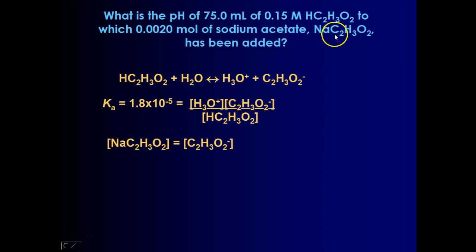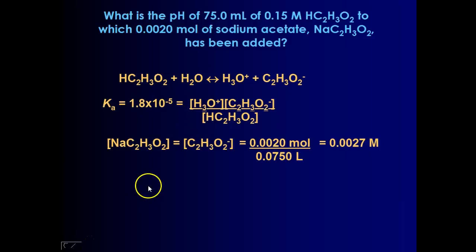Since this is an ionic compound, it is soluble. The alkali metal will dissociate from the acetate ion, and we know the moles we have of the sodium acetate, and we know the volume, because when you add it to the 75 mL, we're going to say the volume isn't really going to change. So by taking the moles of the sodium acetate and dividing by the volume, we get its concentration, 0.0027 molar. Now, the acetate ions aren't going to react with the acetic acid. They're actually part of the acetic acid.